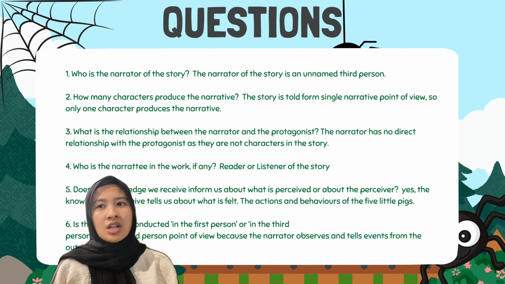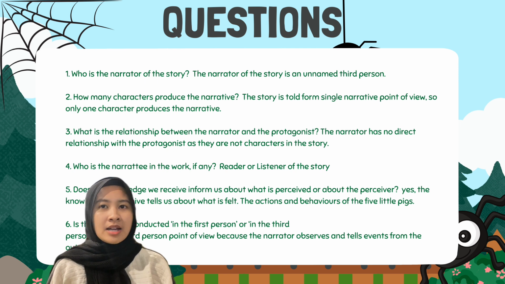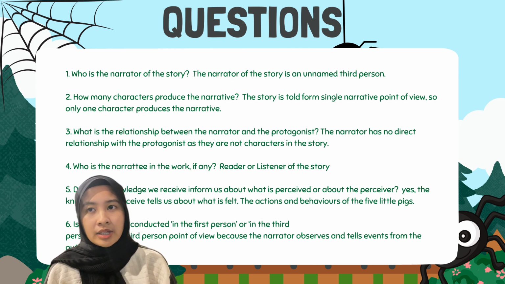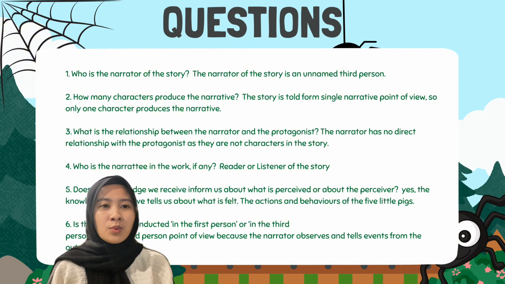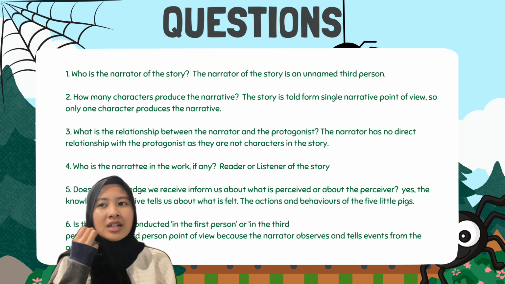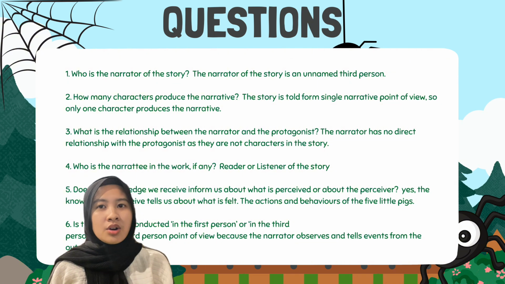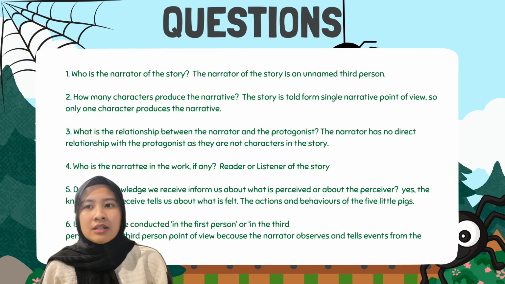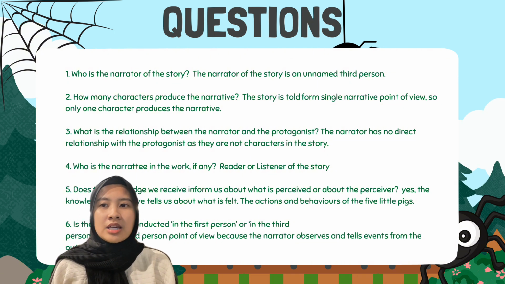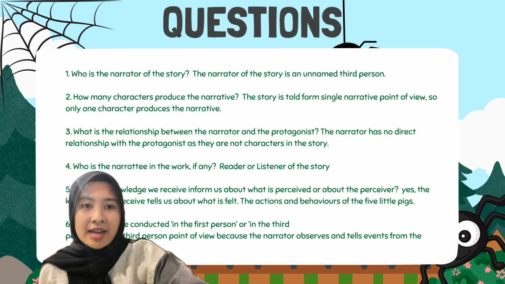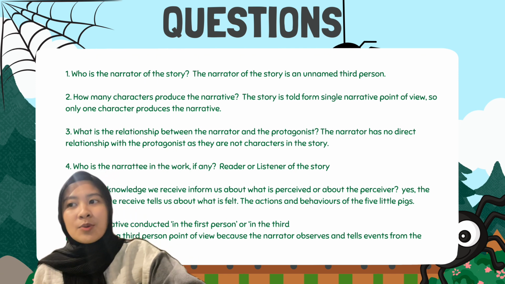The fifth, does the knowledge we receive inform us about what is perceived or about the perceiver? Yes, the knowledge that we receive tells us about what is felt, and the actions and behaviors of the five little pigs. And the sixth, is the narrative conducted in the first person or in the third person? The answer is it uses a third person point of view because the narrator observes and tells events from the outside.